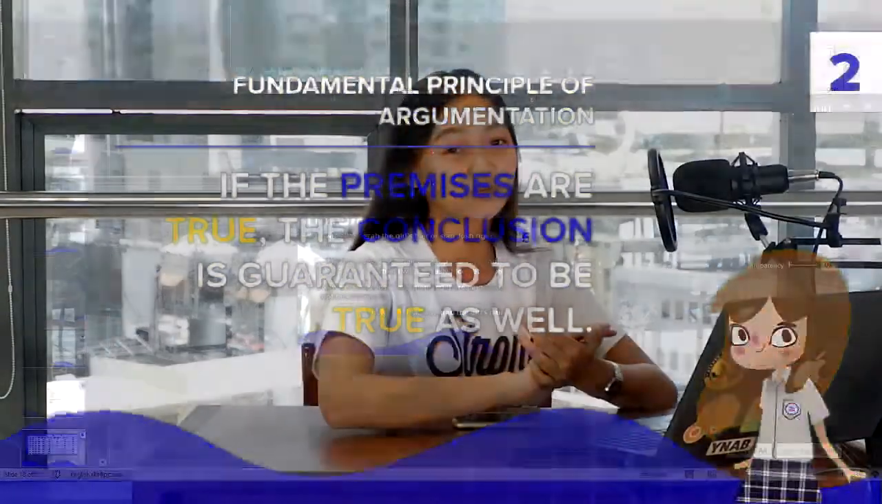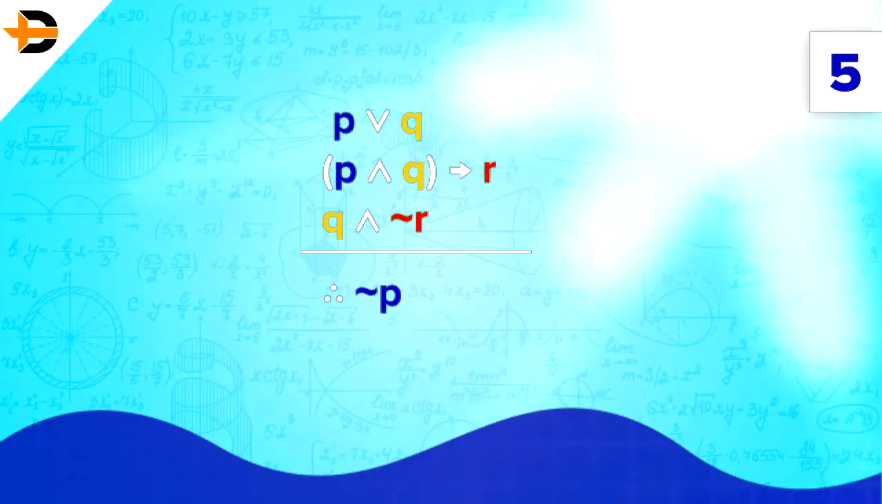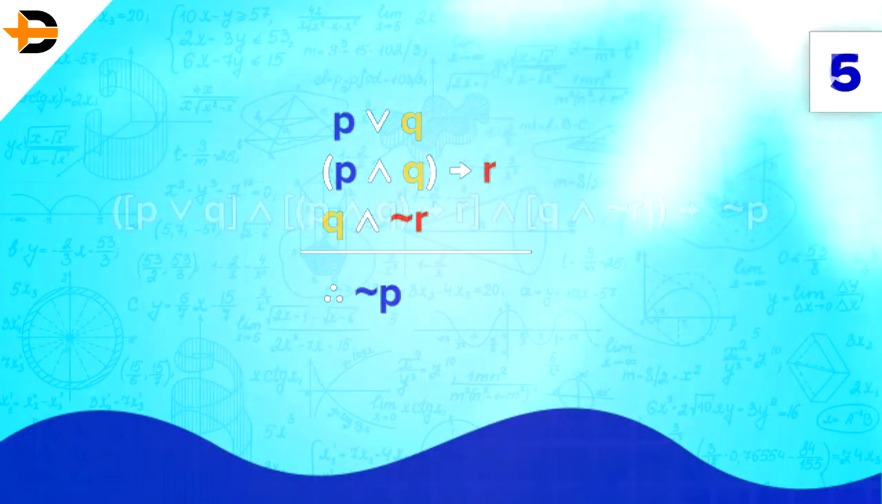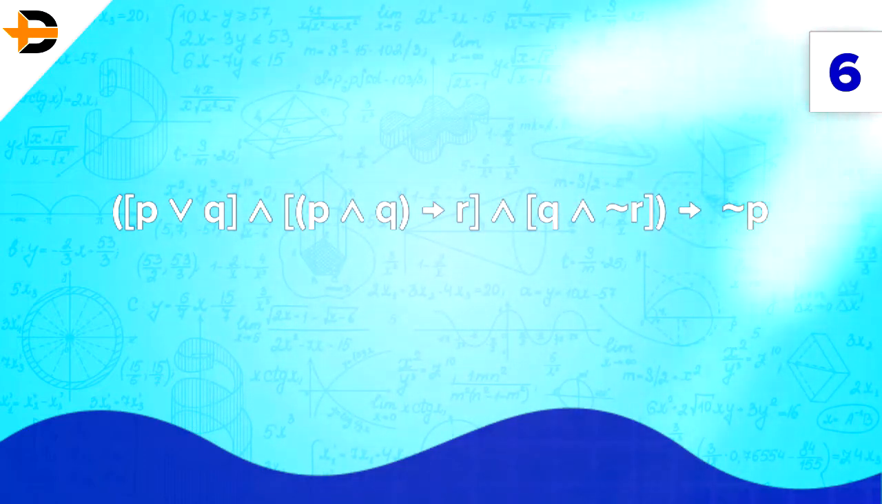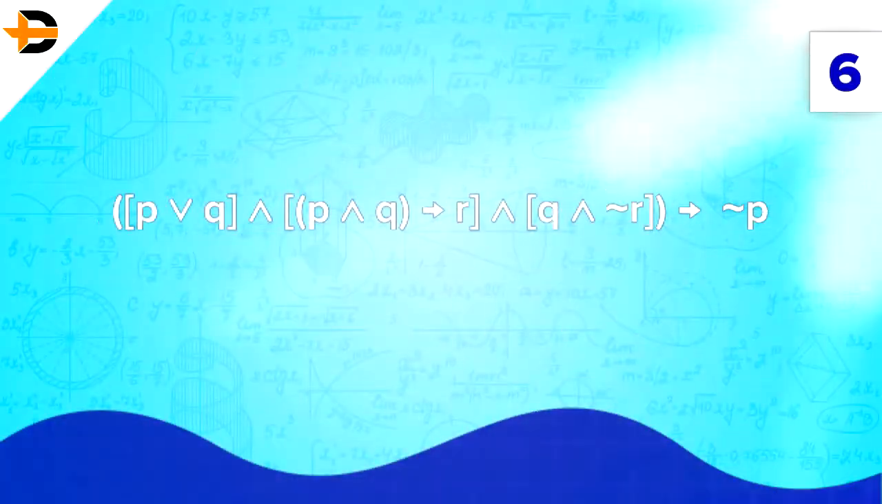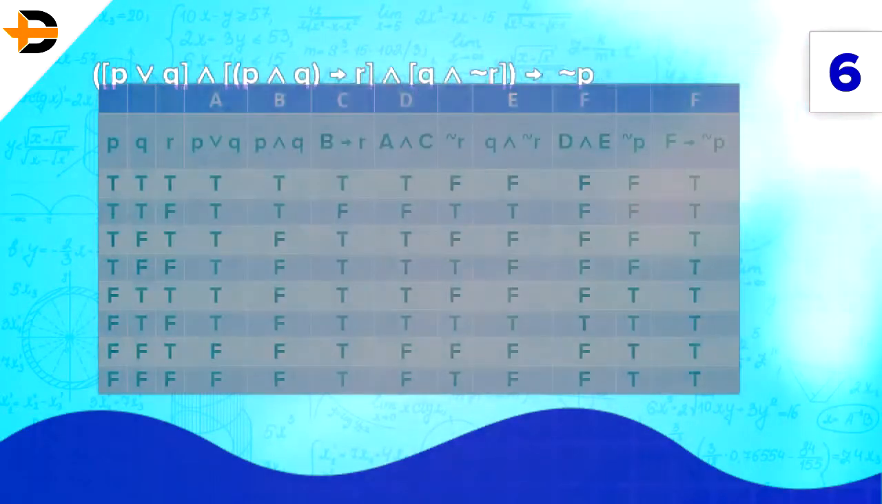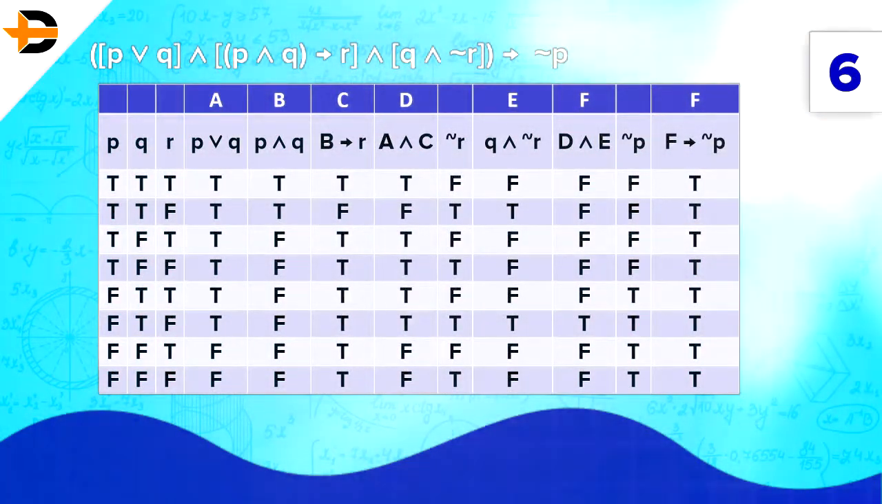There's another way of assessing an argument besides using the truth table method. Let's see how the alternative works. Translate it into one compound proposition: P or Q and P and Q implies R, and Q and not R implies not P. This method would still yield an assessment of whether an argument is valid or not. But in order for an argument to be valid, the whole compound proposition must be a tautology. So when the compound proposition is a tautology, the argument is valid.